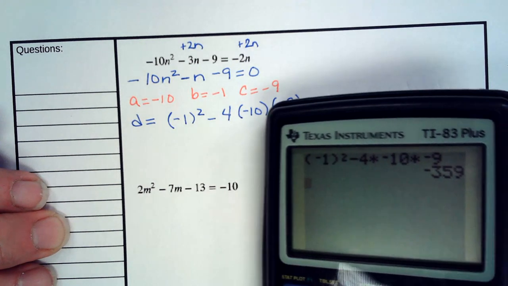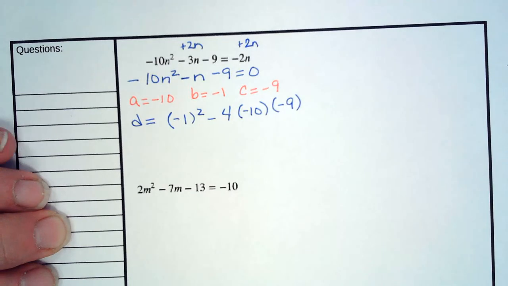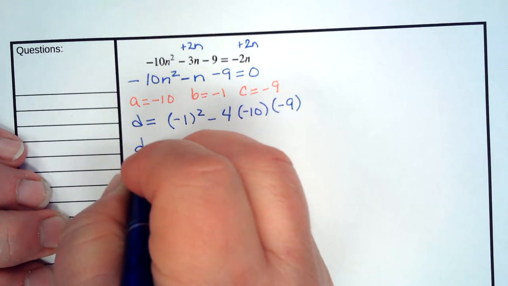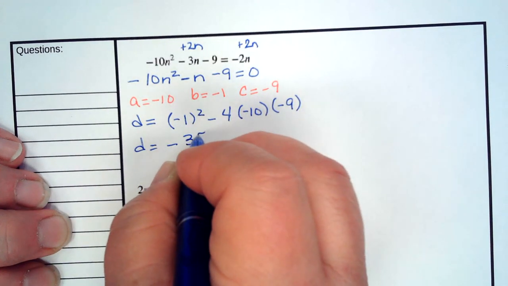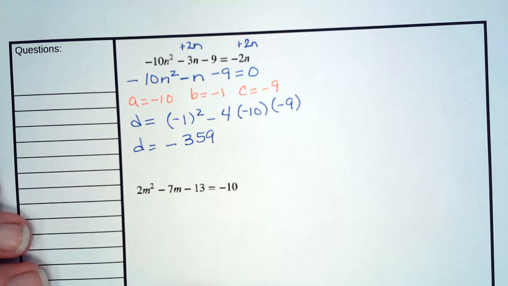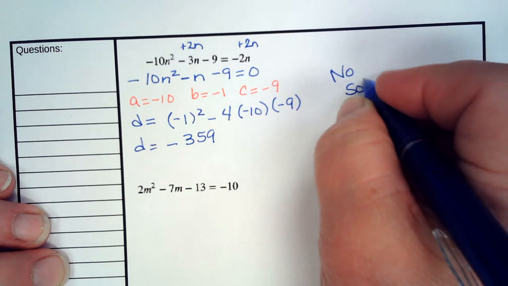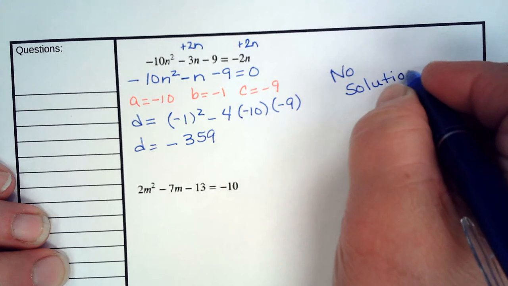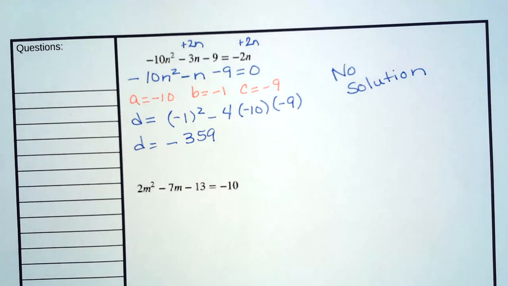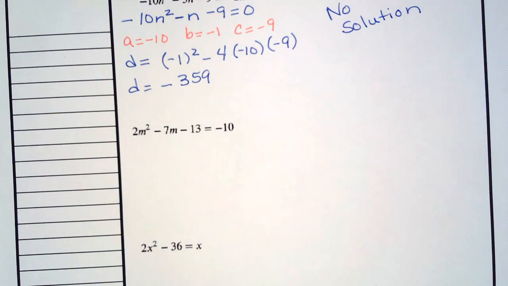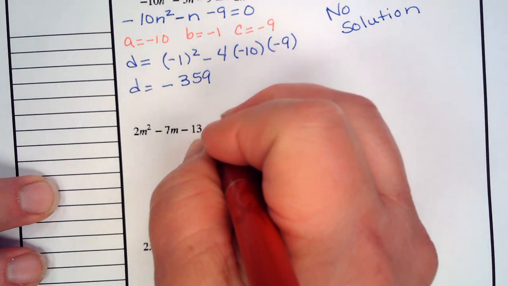And it's negative 359. What do I do now? Well, you just put no solution and go on. Okay, what about the next one? Is it set up equal to 0? No. I have to add 10 to both sides.